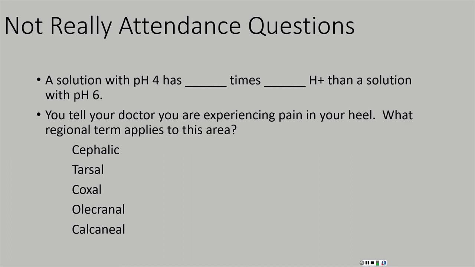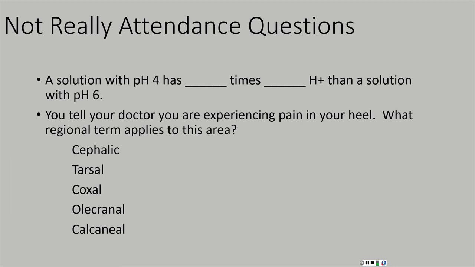So 5 has 10 times the H plus concentration as 6. 4 has 10 times the H plus concentration as 5. So what we do is we take 10 times 10, since we went down 2 steps. pH 4 has 100 times more H plus concentration than a solution of pH 6.